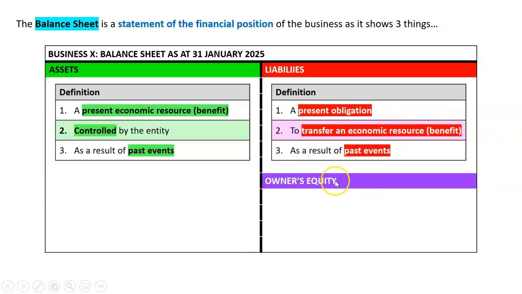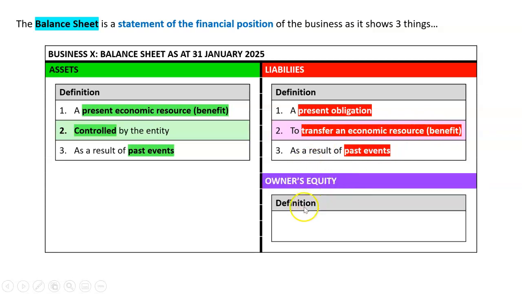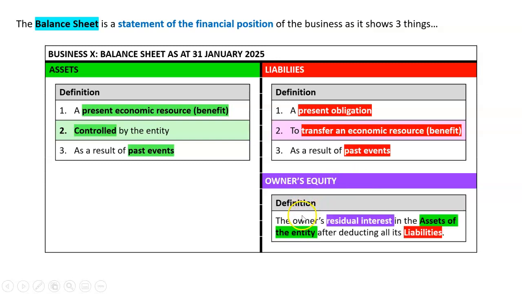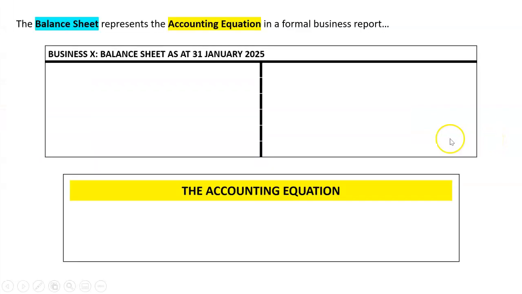And then this side here, this owner's equity, well, it's a very clunky definition, but it sort of makes a bit more sense now. It says it's the owner's residual interest in the assets of the entity after deducting all of its liabilities. It's all of these once you take out all of these. So what is really important is it actually just represents the accounting equation in a formal business report. That's all it ever does.